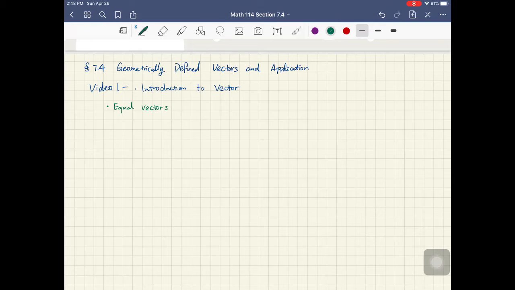Then when we're talking about vectors, we can compare them. So here we're going to talk about how we can say if two vectors are equal vectors. In order for any two vectors to be equal, they have to satisfy two conditions. The first one is they have the same direction. And the second one is they have the same magnitude.